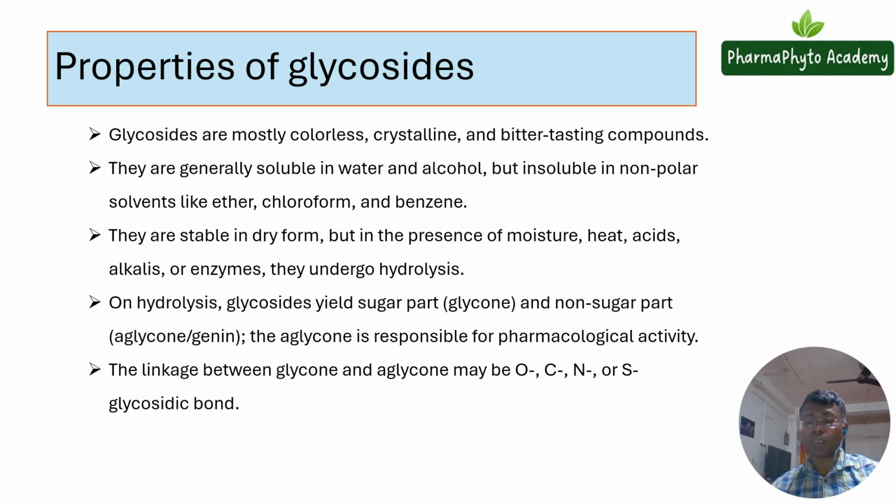When a glycoside undergoes hydrolysis, as I discussed in the definition, it will break down into two parts: one is glycon and another is aglycon. The linkage between the glycon and aglycon may be O, C, N, or S. So it may be oxygen, carbon, nitrogen, or sulfur, the glycosidic bonds.